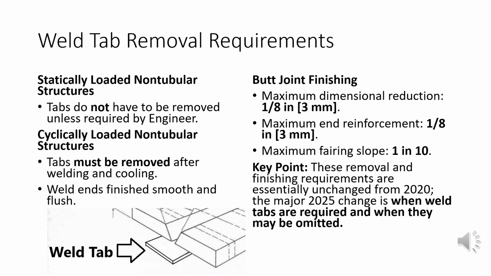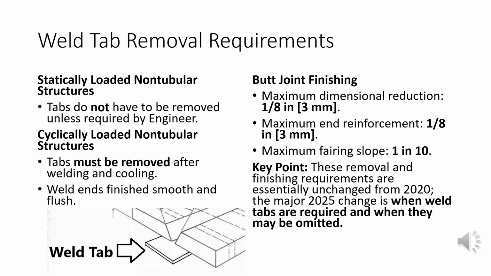The requirements for finishing the ends of butt joints are also essentially carried forward from the 2020 edition. We can't reduce the required width by more than 1/8 of an inch or 3 millimeters. Reinforcement at the ends is also limited to 1/8 of an inch. And when the end is faired into the base material, the slope cannot exceed 1 in 10.